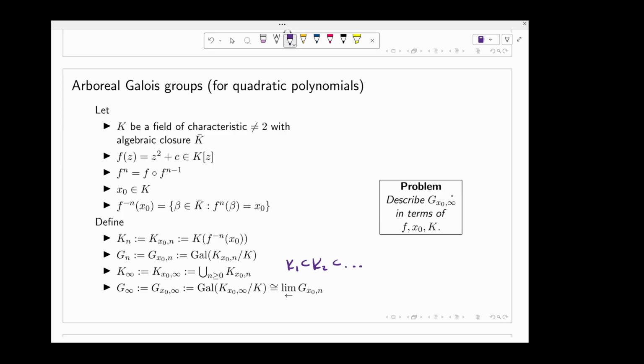So the problem that we want to answer in this whole field is to try to describe these Galois groups in terms of f, x naught, and K. And in this particular talk, we're going to focus just on quadratic polynomials, but you could imagine how I could build this whole theory for rational maps of any degree.